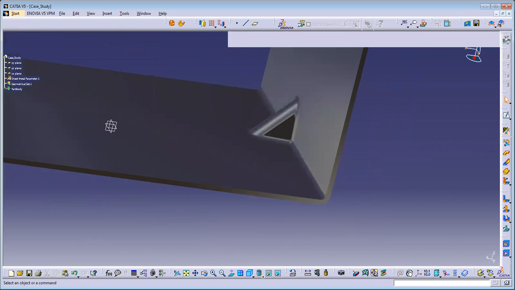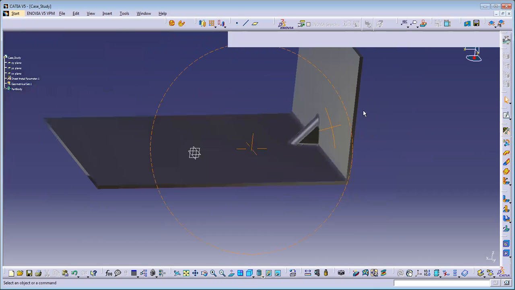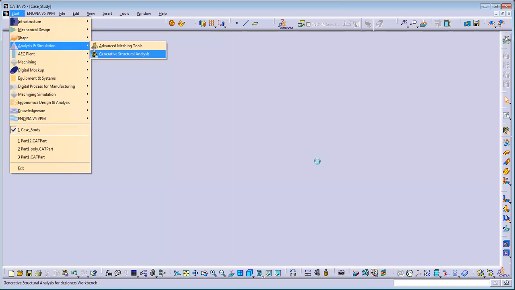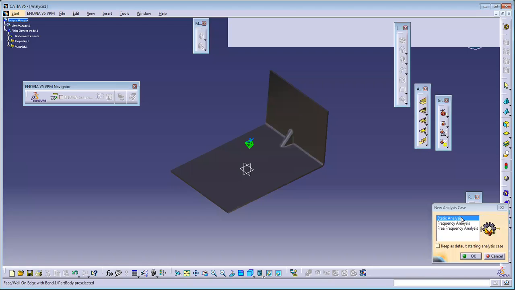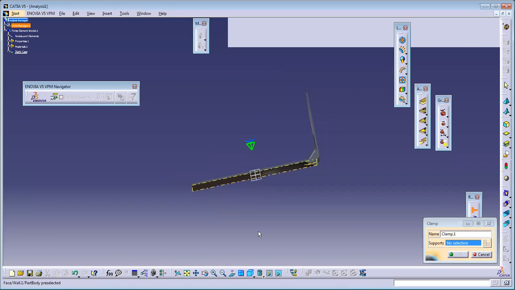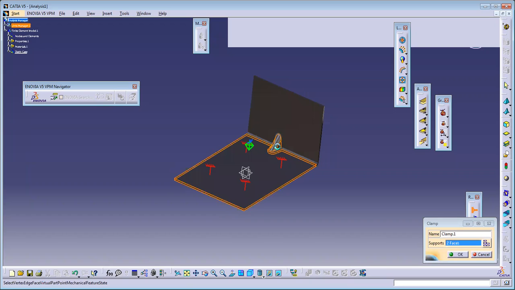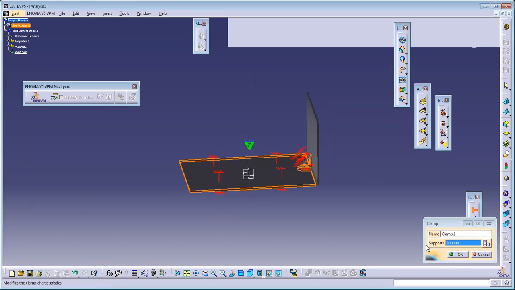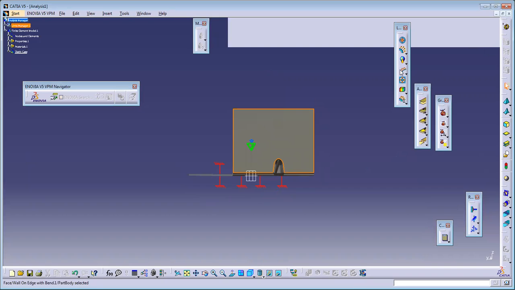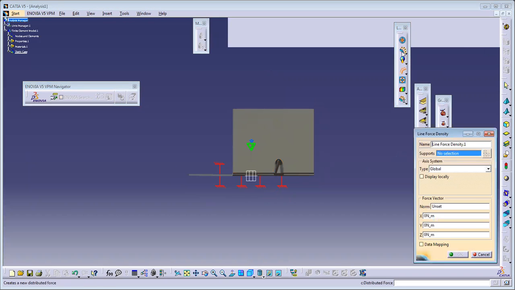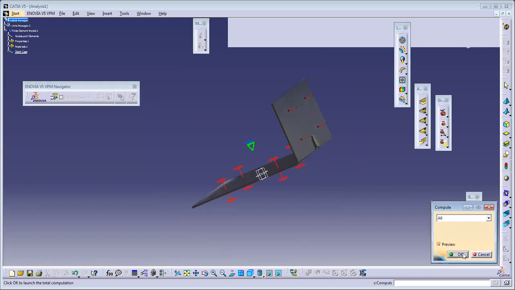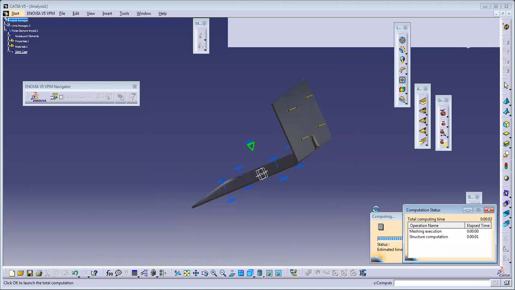So now we are going to analyze this with a different case study, and for that we are moving towards the second analysis. Okay, and for that I am going to create the same parameters, and now we have this extra element, so I'm going to fix it as well. Now, we need to apply the force, so I'm applying the same amount of force. Okay, and now calculate it.